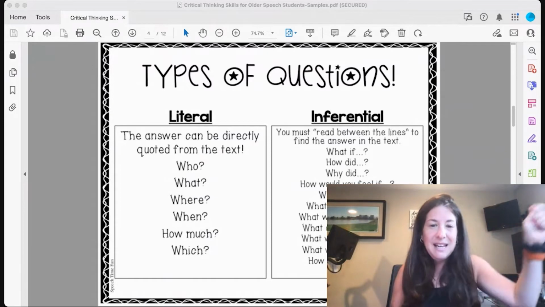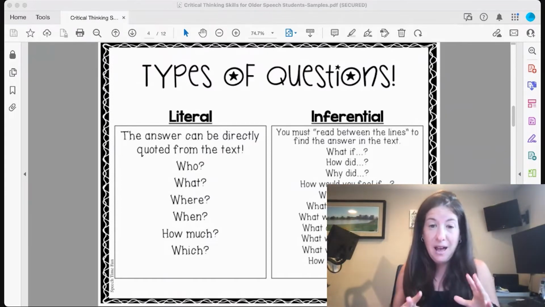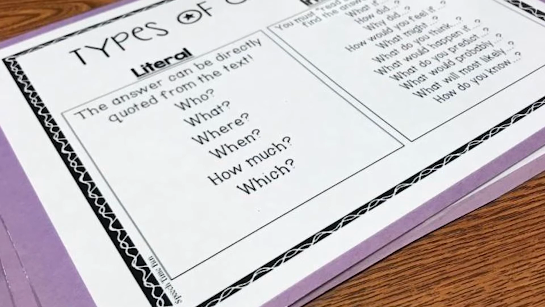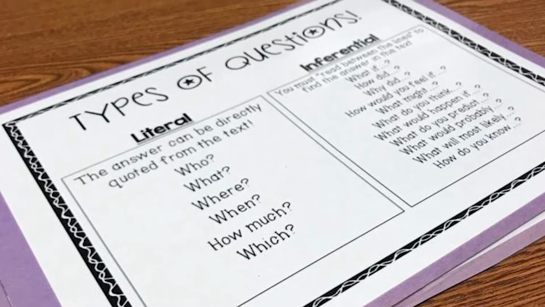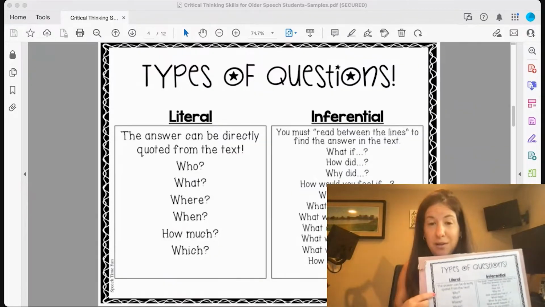You can get this visual along with many others that I keep right on a binder ring next to my speech table that I can easily just take off the wall and utilize for any goal possible that I have with my students. And it helps them visually see what is the difference between a literal question and an inferential question. So if I see who is the main character, that's right there in the text.